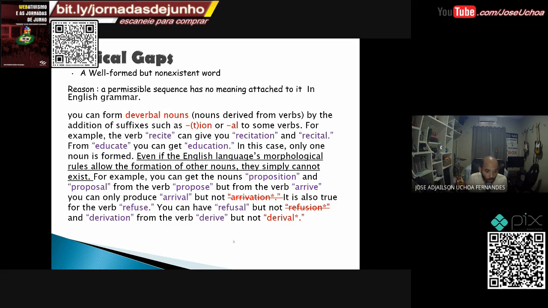It is also true from the verb refuse that you can derive refusal, but not refusion. And derivation from the verb derive, but we cannot say there is a derival. You see, refuse can only be derived into refusal, and derivation can only come from derive, but there is no derival. So these are the permissive rules that allow you to create words that don't actually come to existence. We call them lexical gaps. And the asterisk here is to say it's not grammatical. It's not, in inverted commas, correct.